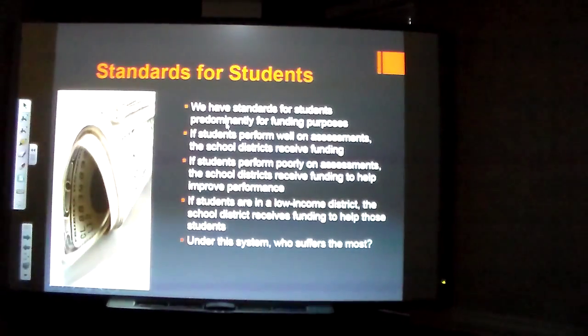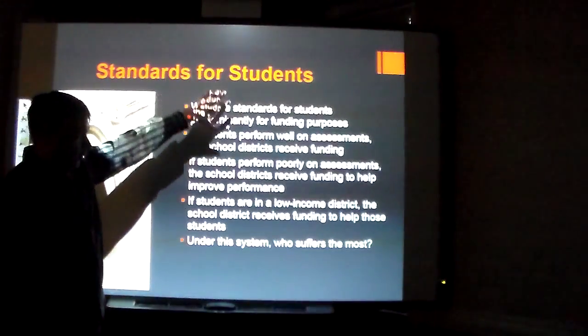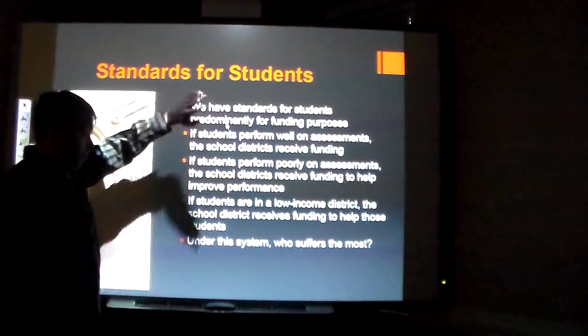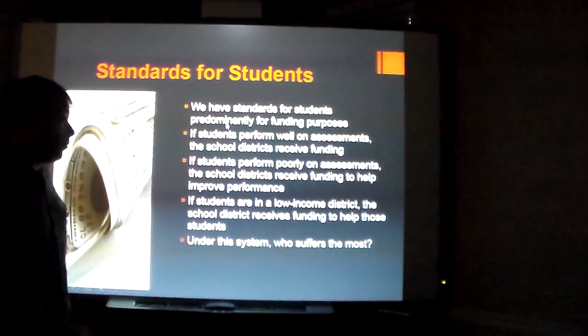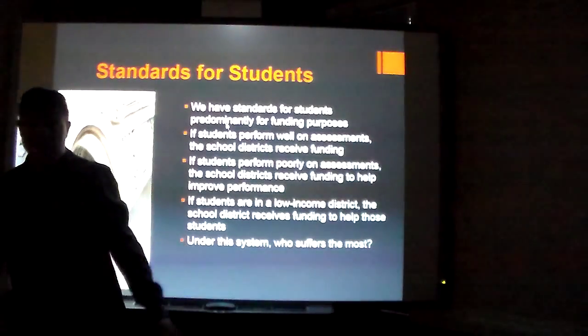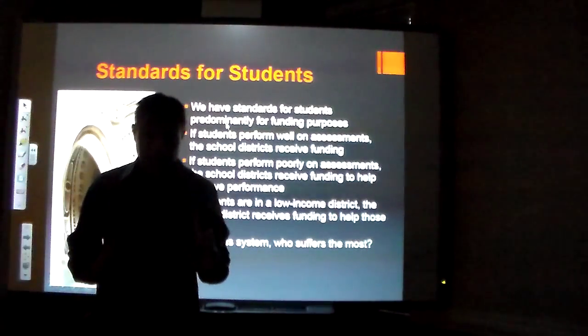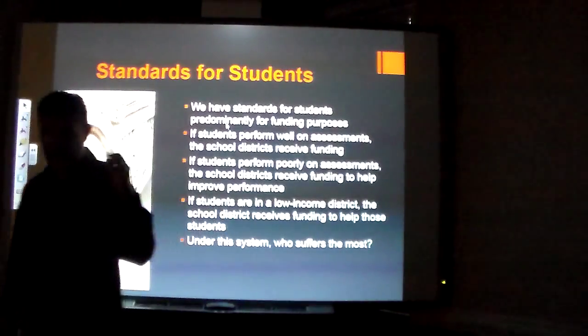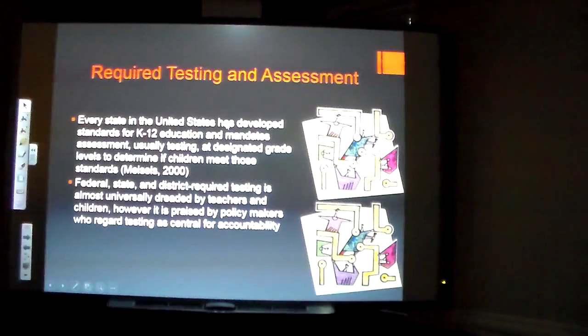So we use standards for funding. When students perform well, districts get funding. When students perform poorly, they get funding. If students are in a low-income district, they get funding. So where is the suffering the most? Who's the one that's hurt? Good districts get money, poor districts get money. Your average, middle class, run-of-the-mill, okay districts, they don't get money. That's why also they don't change. They'll stay the same because they're not getting the funding that others are getting.